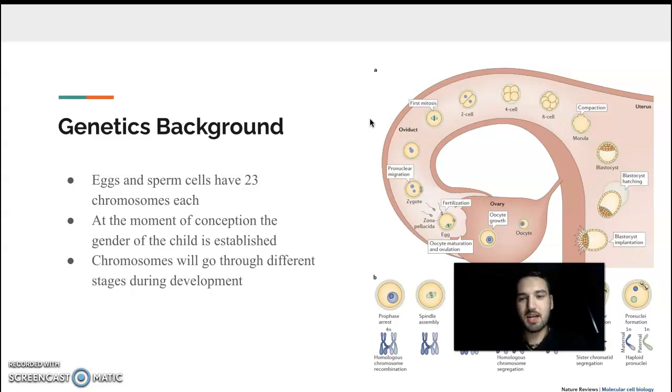just want to point out that as these cells begin continually dividing, we know that the chromosomes will go through many stages. On the bottom, we could see the important chromosome recombination, the chromosome segregation, the chromatid segregation, and this becomes very important in genetic transfer. We'll see how chromosomes play a role in the determination of the gender of the child.